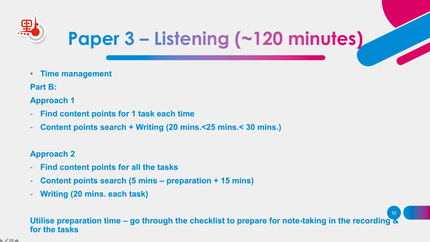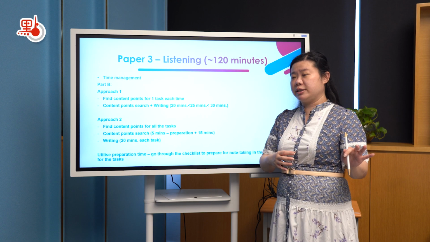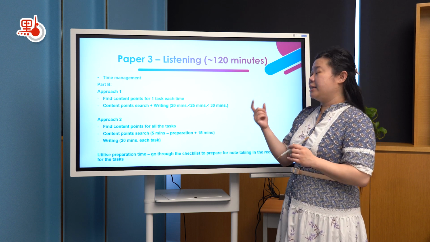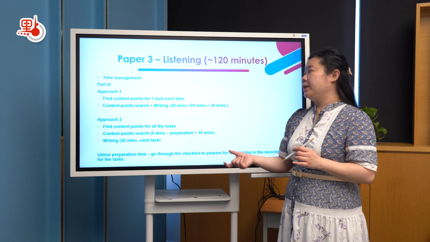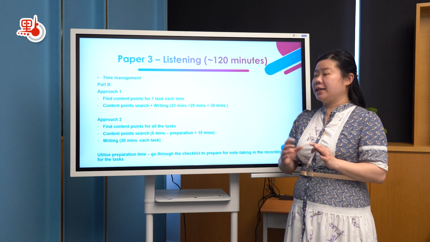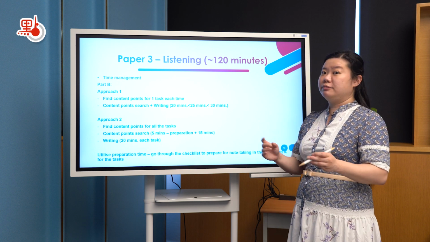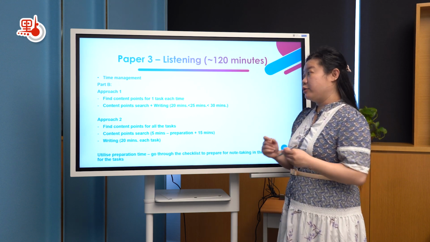There are 2 approaches that you can use for part B. Some people would find the content points for 1 task each time. So you use 1 color for 1 task, and then find the points and then do the writing. Then I would say it's 20 minutes for the shortest task, 25 minutes for the mid-length task, and 30 minutes for the longest task. Usually, I can only say usually, task 8 is shorter, task 9 is longer, and task 10 is the longest, but it doesn't necessarily fall into this category, so you have to pay attention.